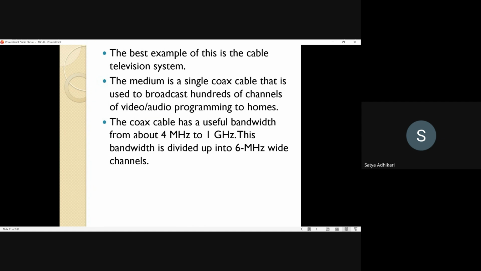The coaxial cable has a useful bandwidth from about 4 megahertz to 1 gigahertz. This bandwidth is divided up into 6 megahertz wide channels. So the bandwidth is divided into smaller bandwidths, and each bandwidth carries a particular channel.